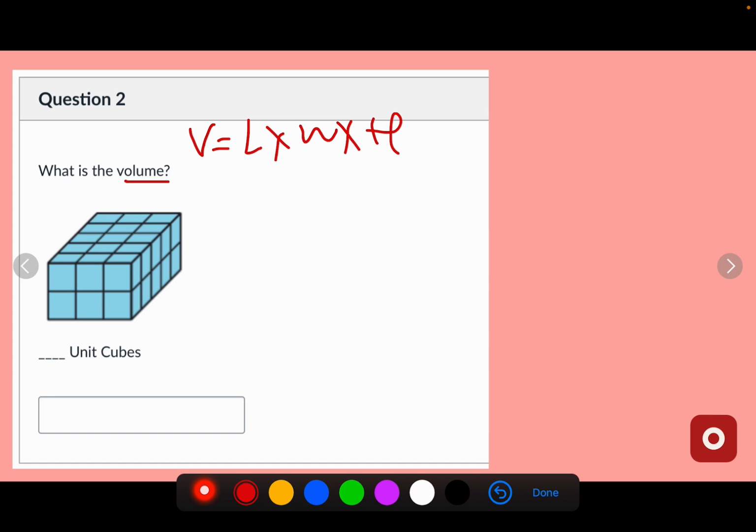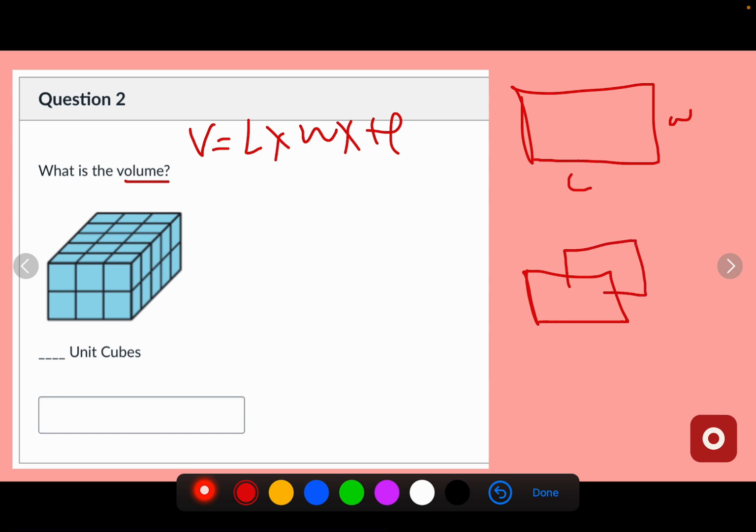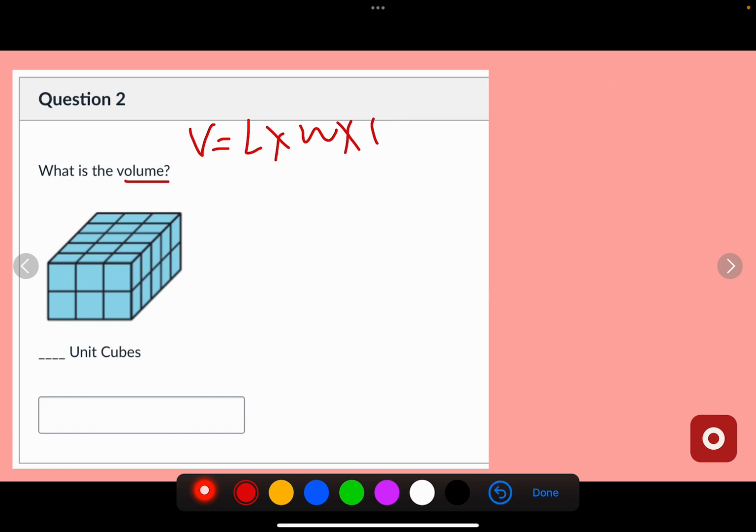Okay, so just to review, when you're in 4th grade, you do your little box and you have length times width, right? But now with 3D shapes, not only do you have length times width, you also have height to see what's in the back. Okay? Because it is a 3D figure.